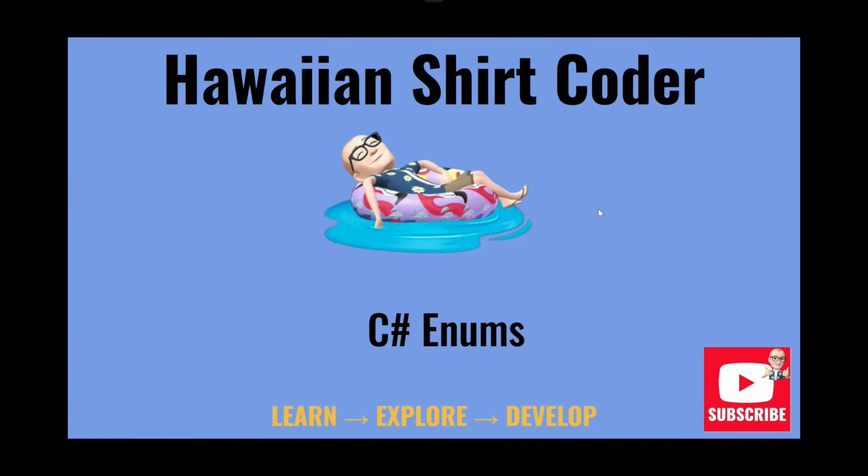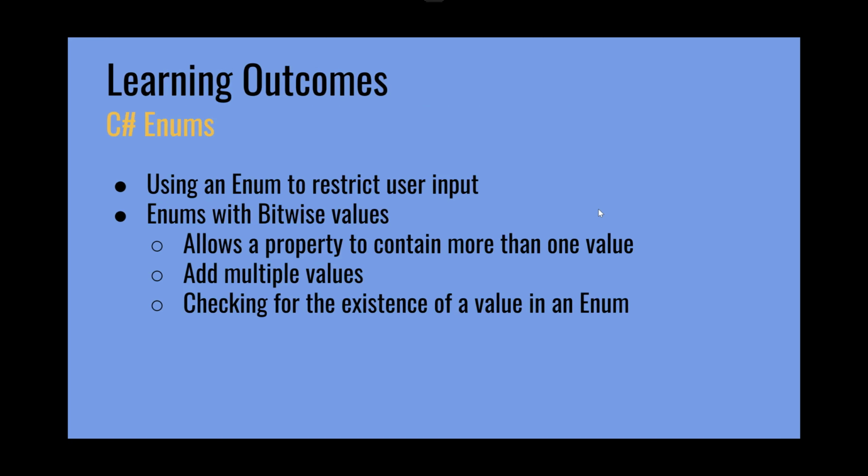So my Hawaiian Shorts series are all about learning something quickly and trying to produce all the learning outcomes in one video. So today we're going to have a look at C# enums. Here are some of the learning outcomes from this video. So we'll describe what an enum is, and we'll say how we can use an enum to restrict user input so we only get valid values.